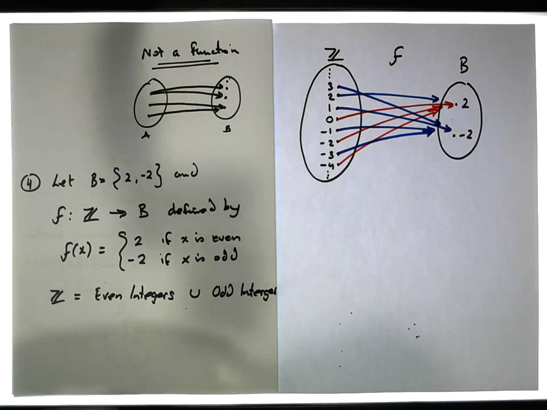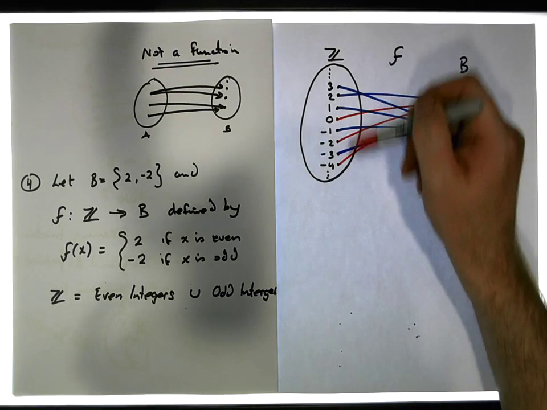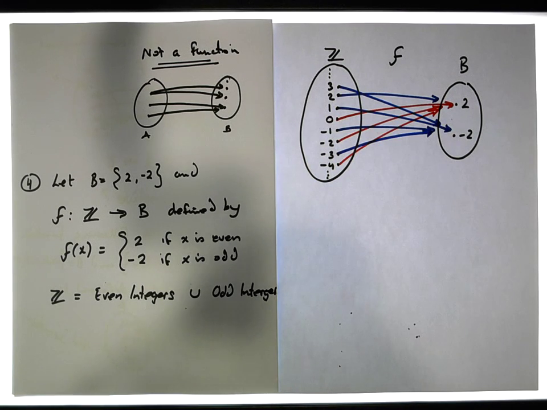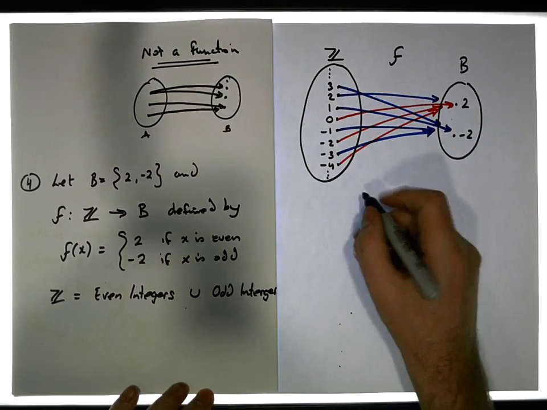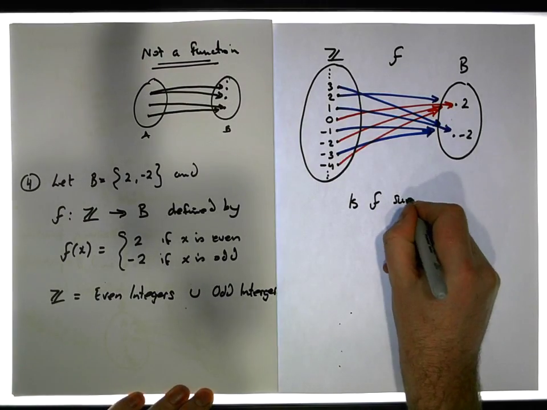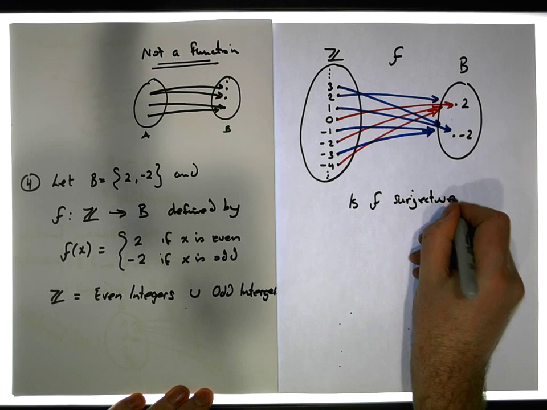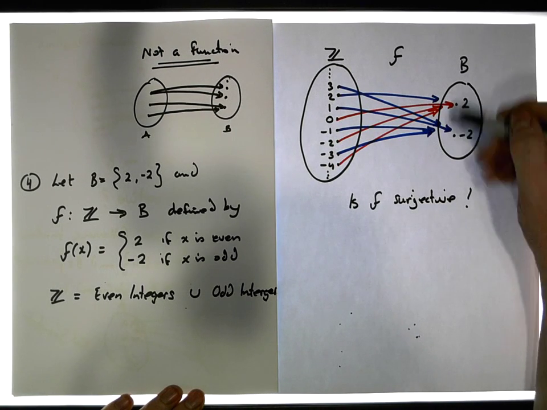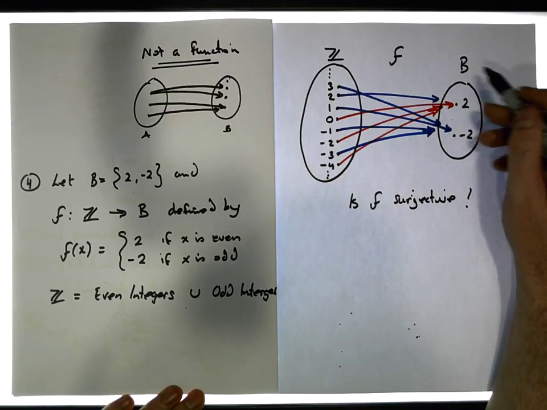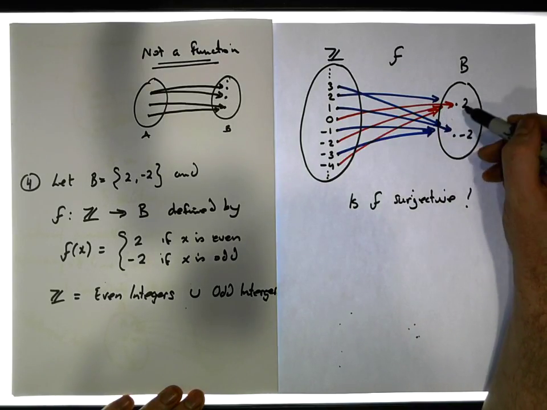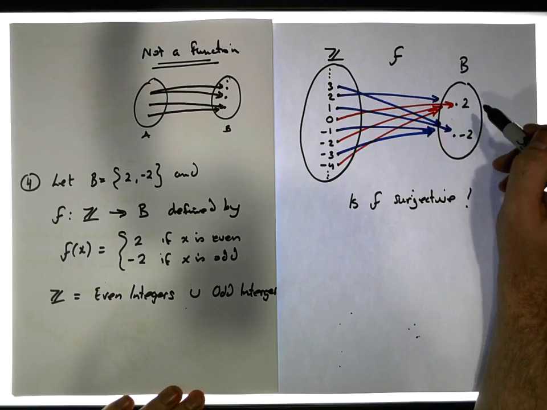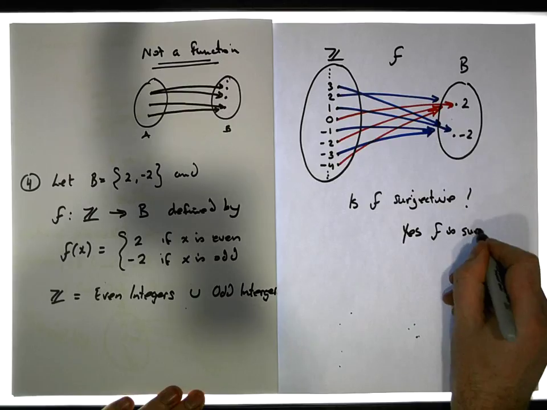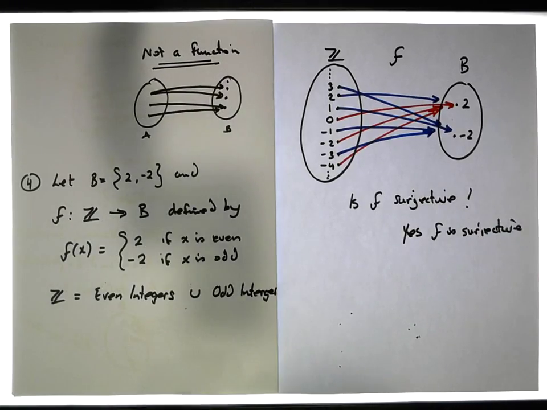The key thing here is that every value in the set Z is mapped into some value in B. So what we know now is that f is a function. The question is, is f surjective? For f to be surjective, we need to look inside the codomain. The question is, does every value in the codomain have an arrow coming into it? Every value in the codomain does have an arrow coming into it, so the answer is yes. F is surjective, it is a surjective function.